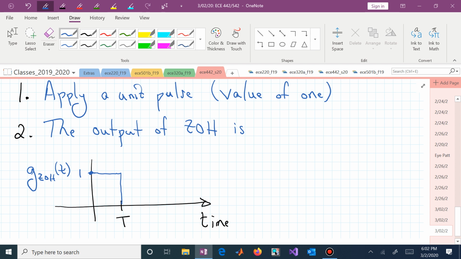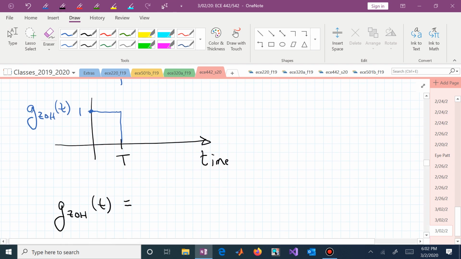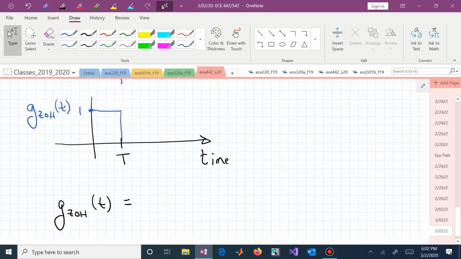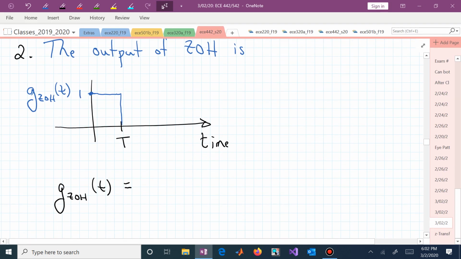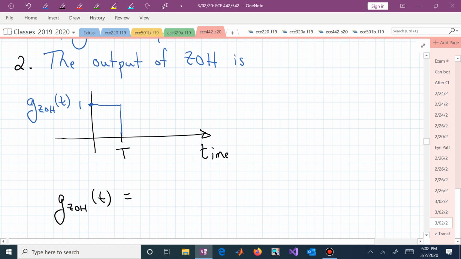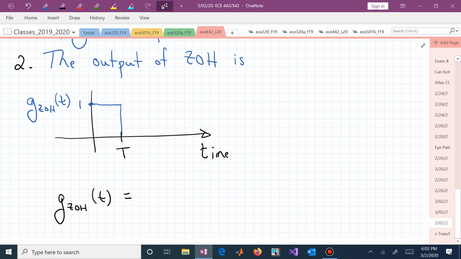Can we describe that with elementary waveforms? Can you now give me an expression for G sub ZOH of t in terms of elementary waveforms or functions?